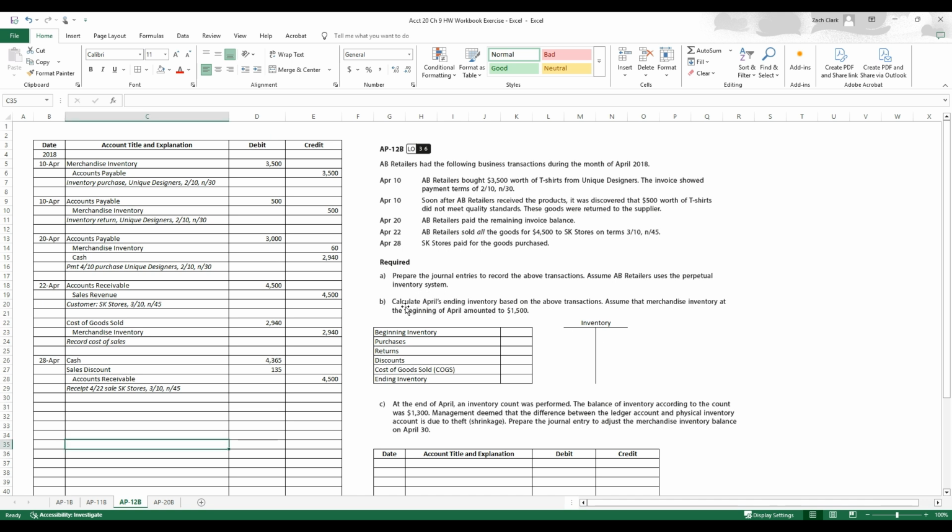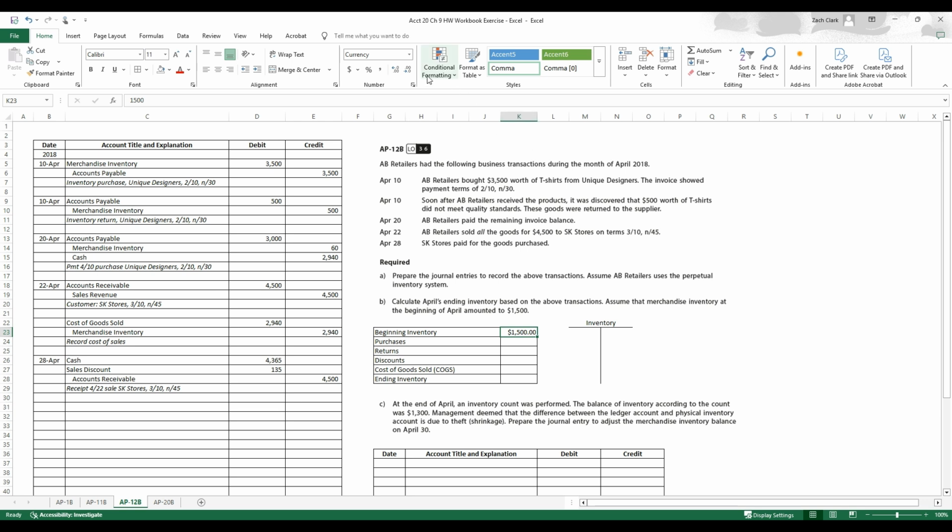And it asks us in part B to calculate April's ending inventory based on the above transactions. Assume that merchandise inventory at the beginning of April amounted to $1,500. So right off the bat, I'm going to walk through this calculation because I think it's valuable. But do remember that it just told us that we sold all of our inventory that we purchased. So if we know the beginning value was 1,500 and then we bought some inventory but we sold it all, I think you could pretty logically deduce that you're going to have $1,500 of inventory still in inventory if you sold all the stuff you purchased during the month. But let's look at it.